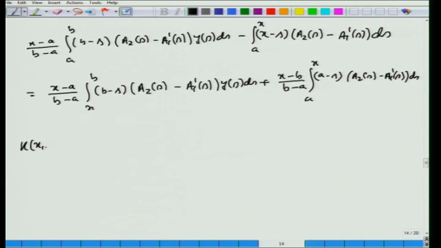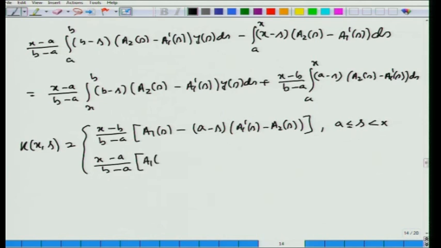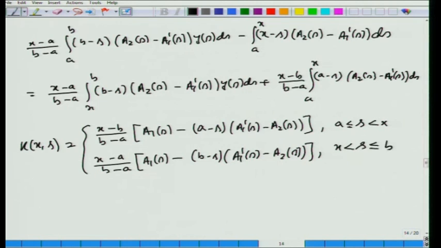Now, combining this result, we can define the kernel of the integral equation k(x, s). It is given by (x minus b) divided by (b minus a) times (a1(s) minus (a minus s) times (a1'(s) minus a2(s))), valid for a less than or equal to s less than x, and then (x minus a) divided by (b minus a) times (a1(s) minus (b minus s) times (a1'(s) minus a2(s))), for x less than s less than or equal to b.